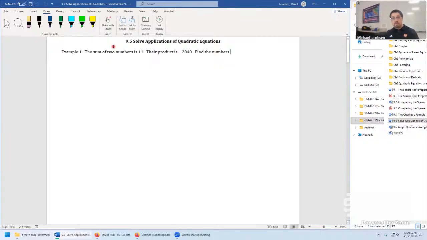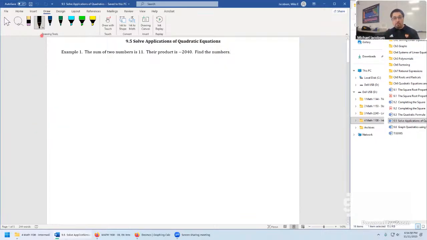Example 1 is kind of a warm-up. The major idea is if we can get this into an equation, you can make it look like a section 9.3 problem on the quadratic formula, and it really isn't too bad. So the first thing is just to translate all of this information into that equation that we're going to solve. Starts off by saying the sum of two numbers, so added together, is 11. Their product, so those two numbers multiplied together, is negative 2040.